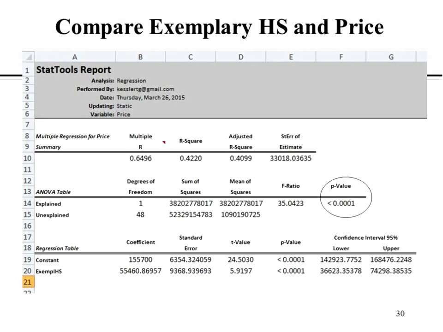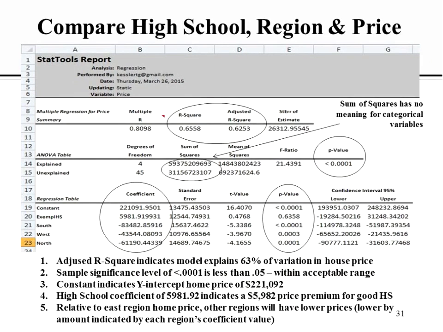Then I selected the price column, and I ran my regression. And I've got some very good correlations here. So this is a good independent variable to use because I have a very low p-value, and I have reasonable R-squares. They're not great R-squares. And because of this p-value, I know that using exemplary high school to predict price is a reasonable thing to do.